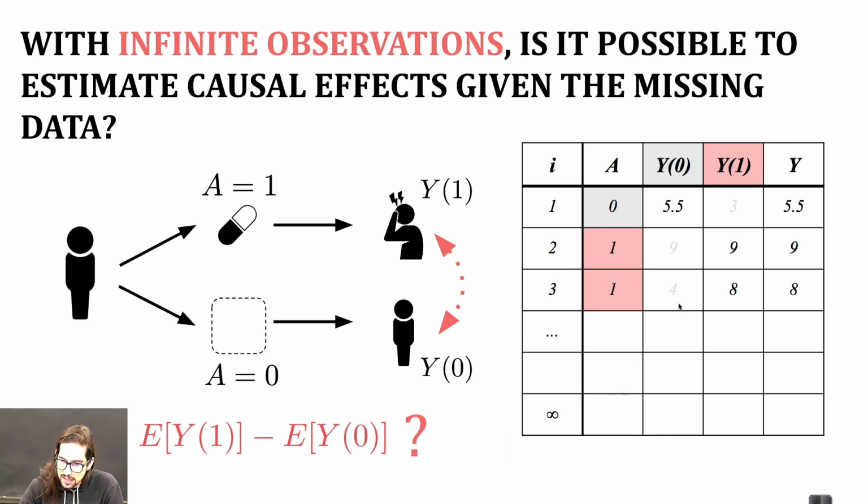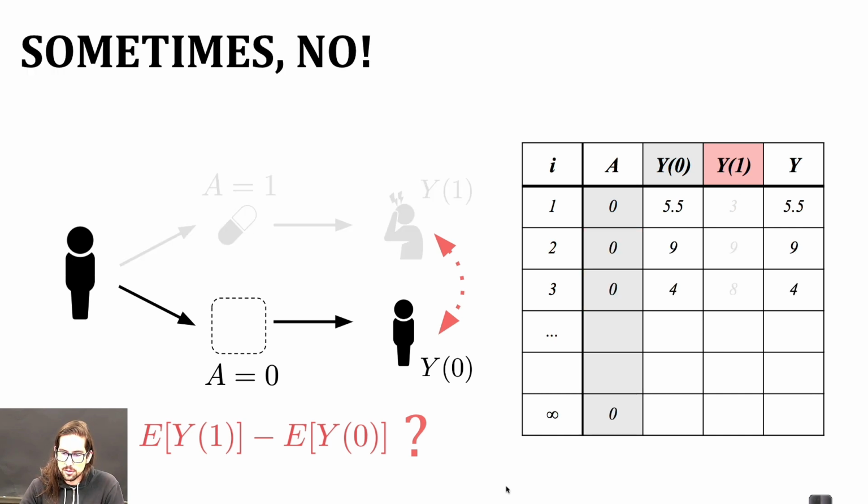But even with infinite data, we're still missing these potential outcomes. So is it even possible to do this? And the answer, which we're going to talk about, is sometimes actually no. Sometimes it is not possible.